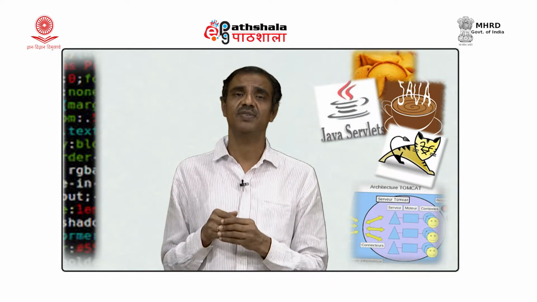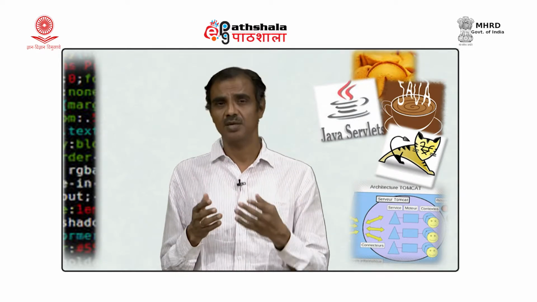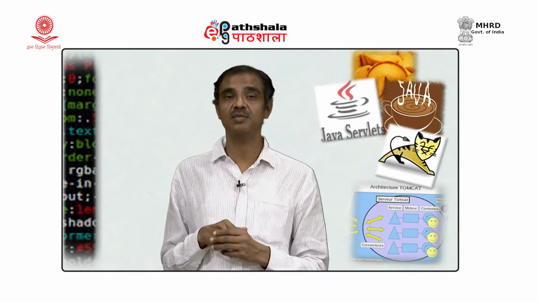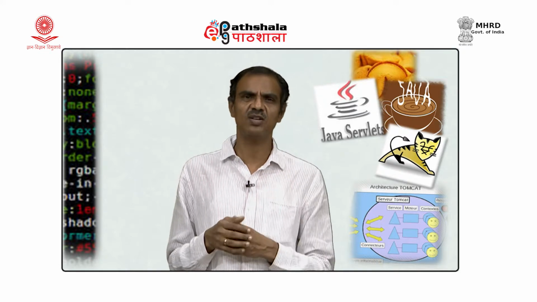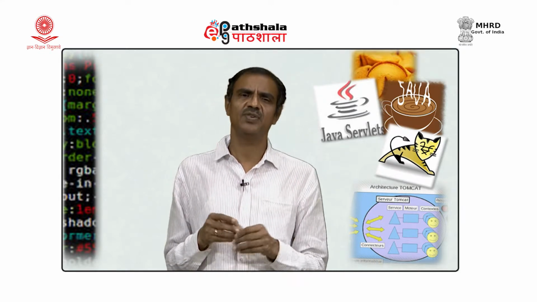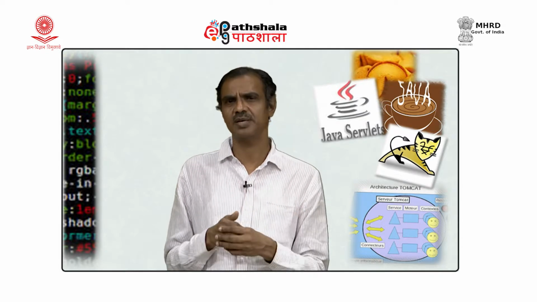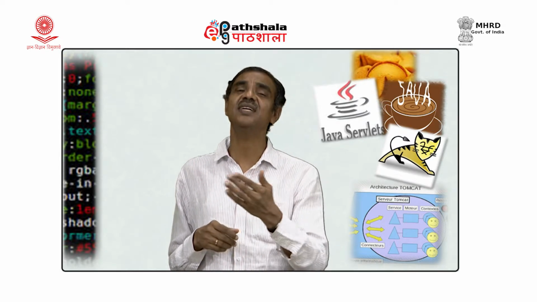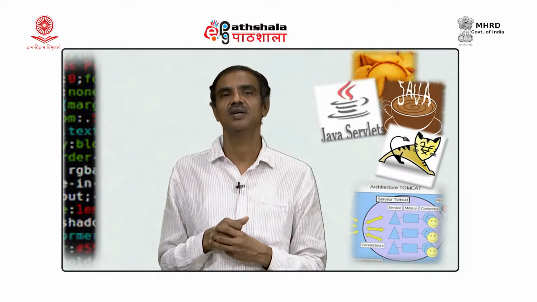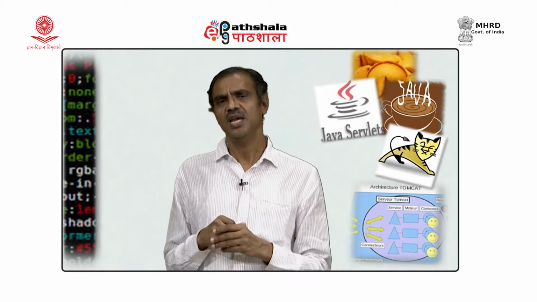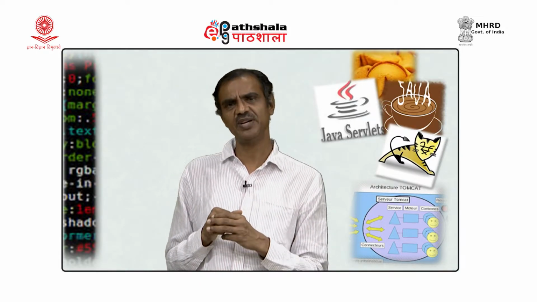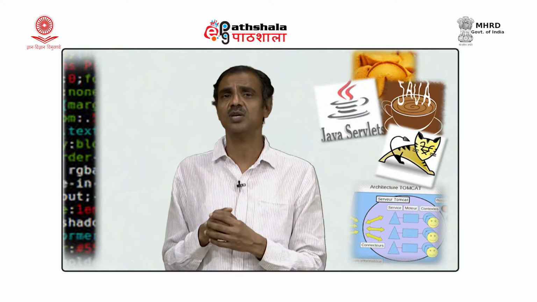Within your Java component, another thing, we can find out who that remote user is, but I would also like to know how the authentication was carried out. If it is basic authentication, maybe it is not so secure. We have form based authentication, almost similar, but we can even have a client certificate used for authentication, fine. In that auth mode tag, you could have said client certificate. So, has he been authenticated by using a client certificate, or which kind of authentication was used?